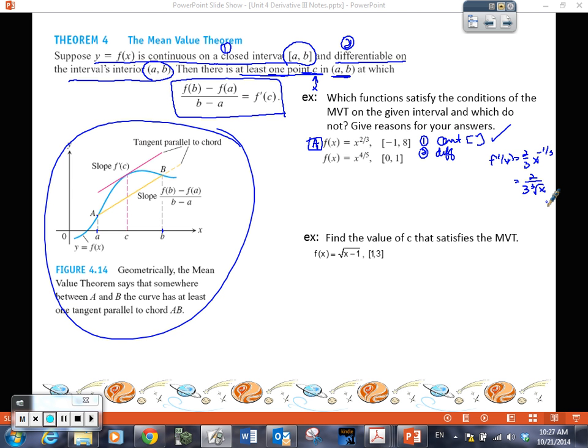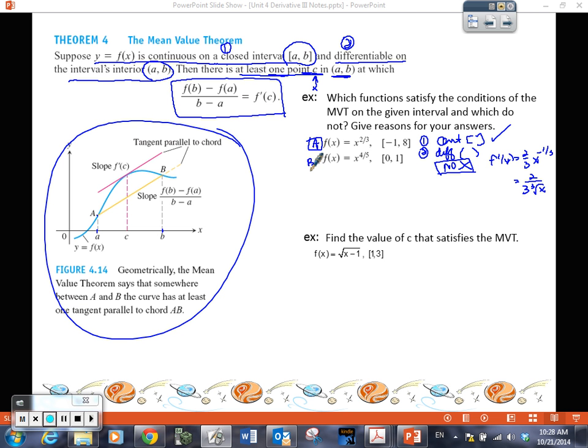Is there somewhere that this derivative is undefined? Yes, it's 0. Is 0 in this interval? Yes. Well, that's a deal breaker. Right? That's a deal breaker. It is not differentiable on the interval. So, mean value theorem is not going to apply in our first example. So, differentiable on the open? No. So, it does not apply. No. A is no. Okay?